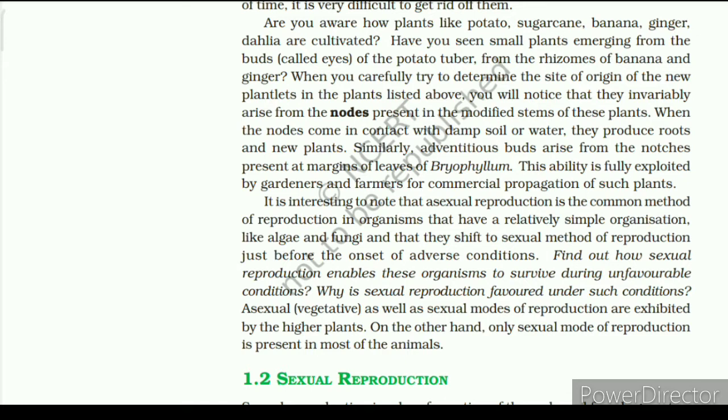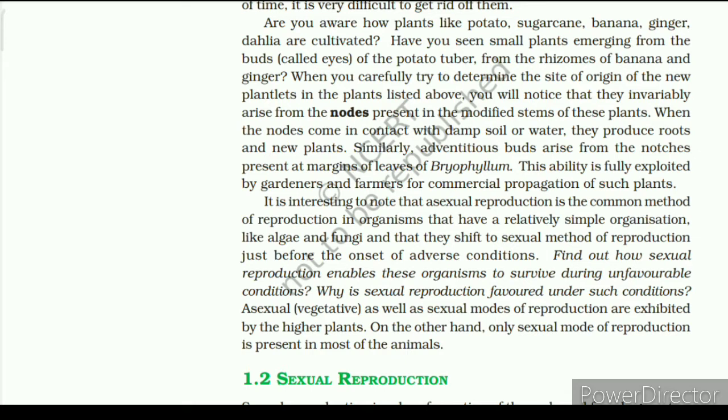Similarly, adventitious buds arise from the notches present at the margins of leaves of bryophyllum. This ability is fully exploited by gardeners and farmers for commercial propagation of plants.